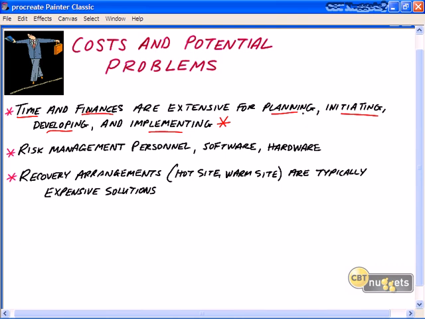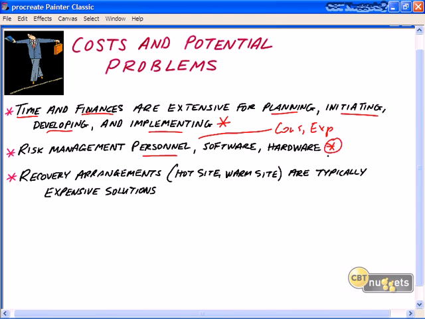You've also got to look at your risk management personnel. You have to train individuals or bring in third-party consultants or experts to help you put this into place. As I mentioned, if you're going to be dealing with a reciprocal arrangement, you'll have to have teams of people on both sides of this bilateral solution, risk management team, software, and hardware in place.